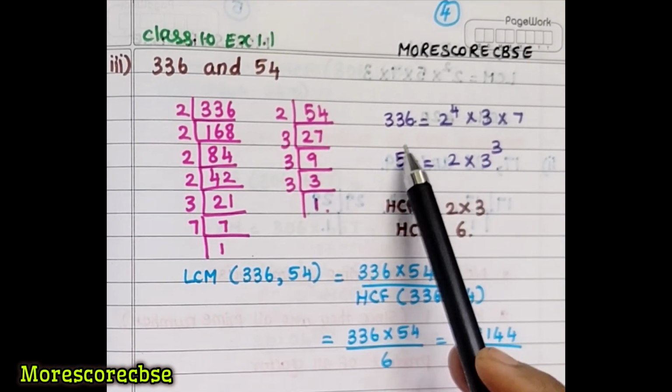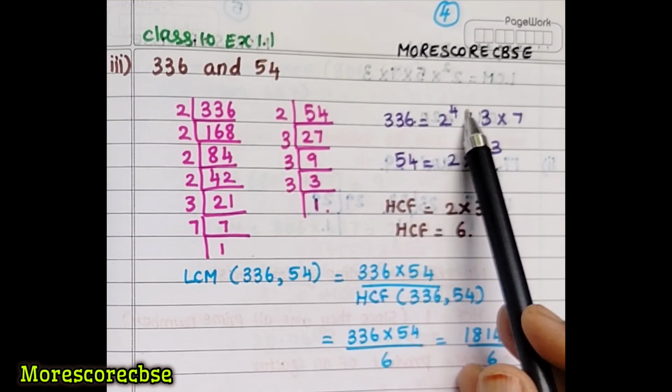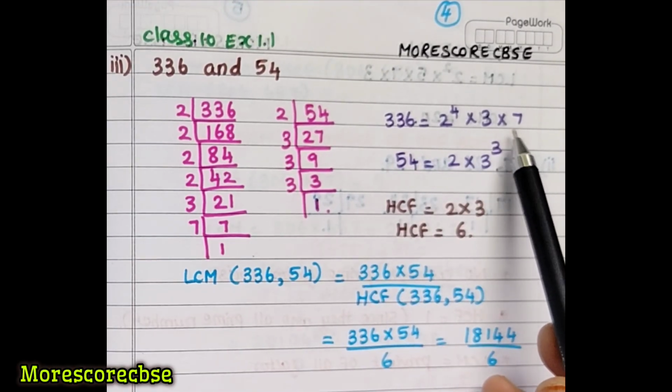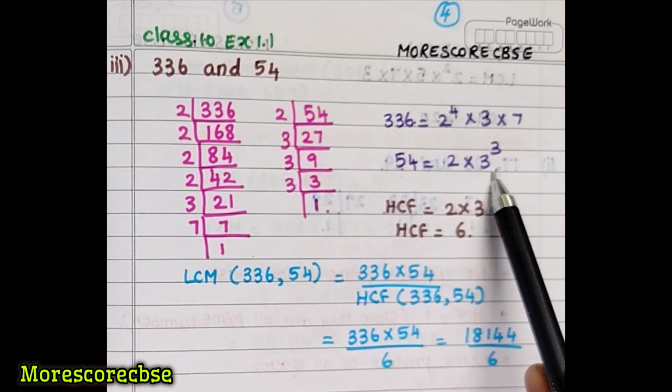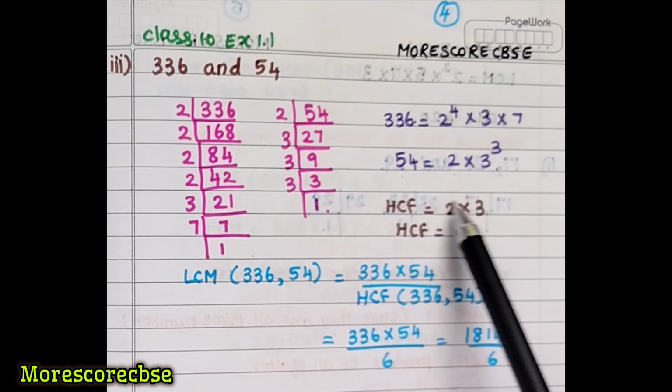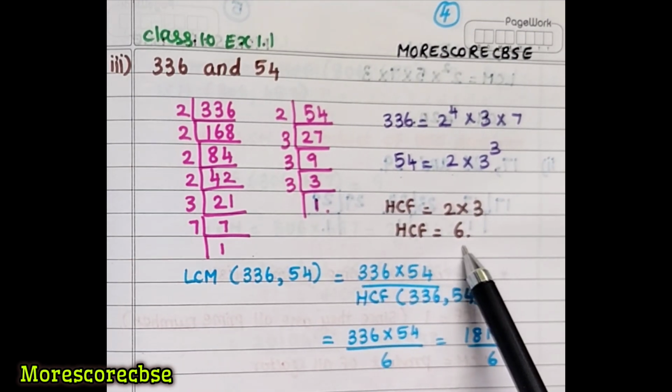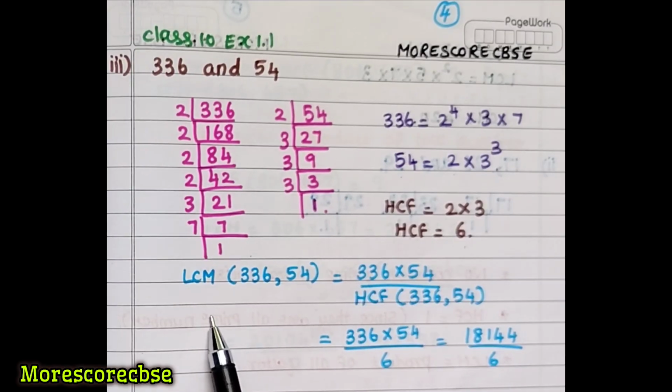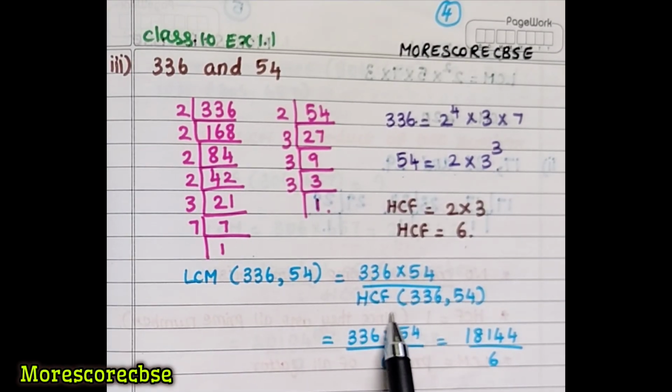So the prime factorization of 336 will be 2 to the power of 4 into 3 into 7, and for 54 it is 2 into 3 to the power of 3. So here the HCF will be 2 into 3, that will be 6. So in order to find the LCM, the product of the numbers divided by HCF.